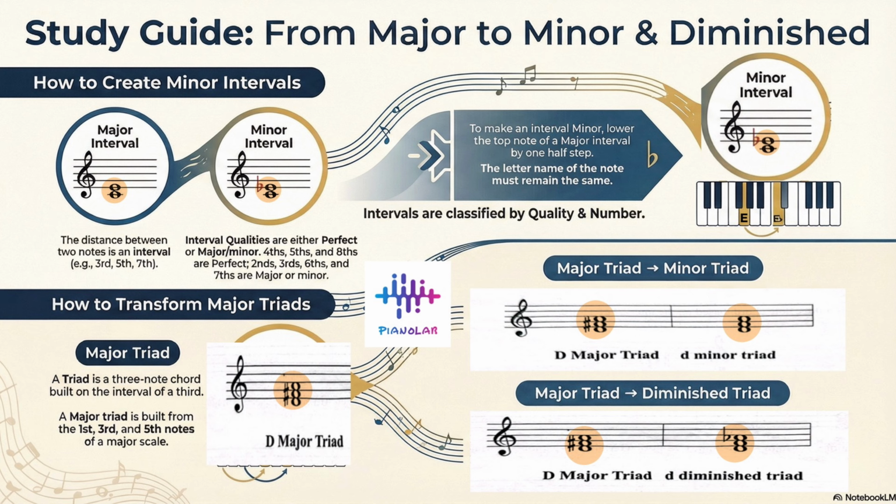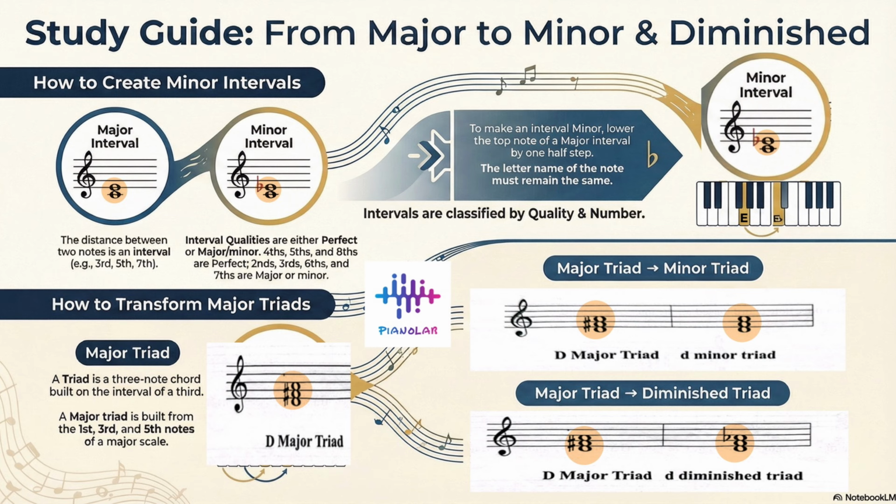Okay, let's unpack this then. Before we even get to the triads, we have to talk about the minor interval. Right. So a quick refresher on that basic rule. Seconds, thirds, sixths, and sevenths are the ones that can be major or minor. And your fourths, fifths, and the octave, those are your perfect intervals. Right. And here's where it gets really interesting, because now we're moving into that minor quality.